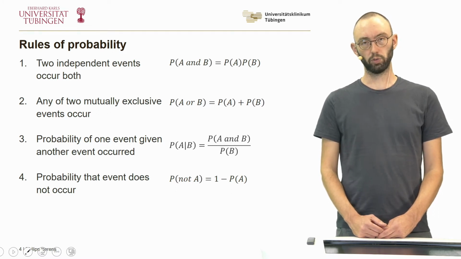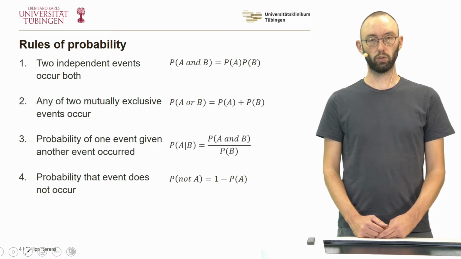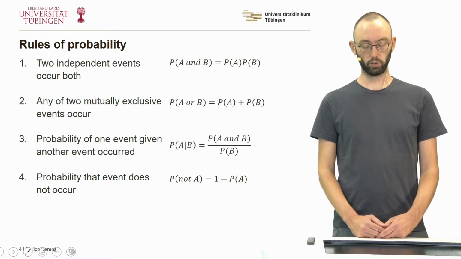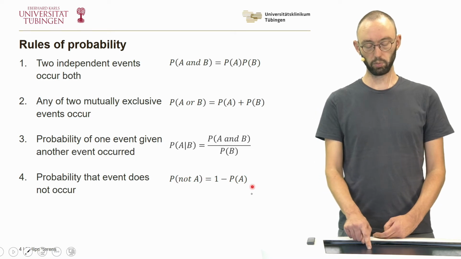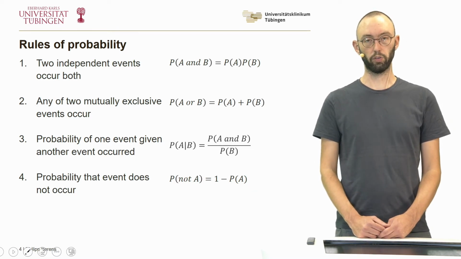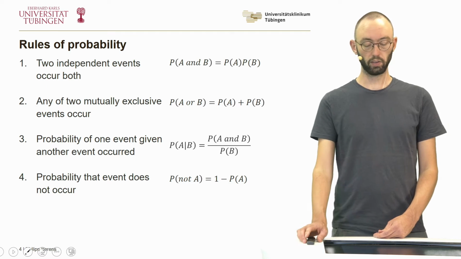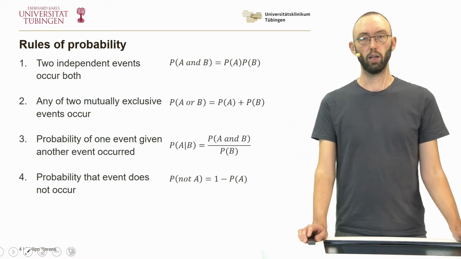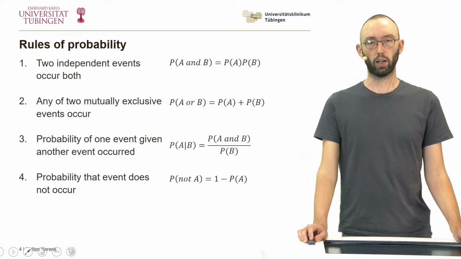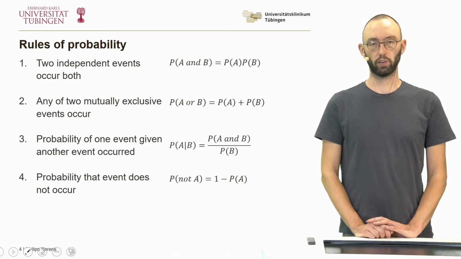We can also compute the probability of an event not occurring, given that we know what the probability is that it occurs. And it's simply 1 minus the probability of the event. These are some basic rules of probability that we can frequently use to make our lives easier when we discuss other statistical topics.